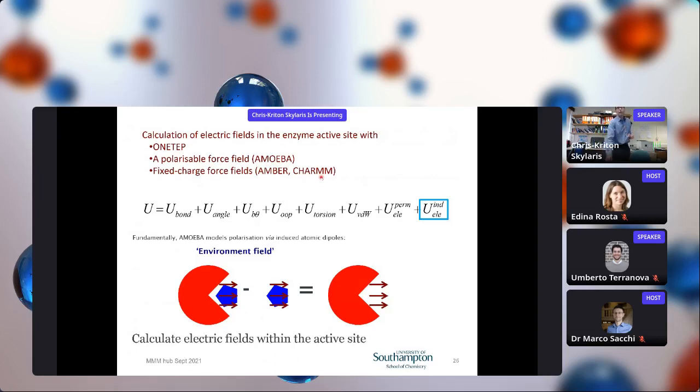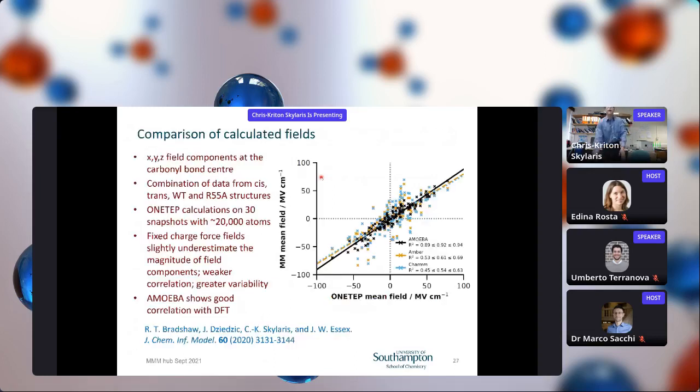And calculate the electric fields within the active site. So here we have done calculations on snapshots of the protein with the surrounding explicit solvent, with about 20,000 atoms for each DFT calculation, on 30 snapshots. We have the DFT fields here, and then these are the molecular mechanics force field electric fields. And we can see that AMOEBA, which is the polarizable molecular mechanics force field, agrees better with DFT than the other ones.